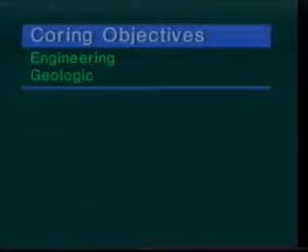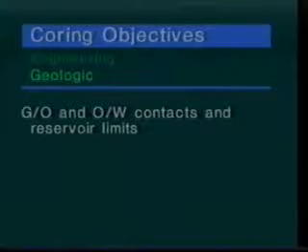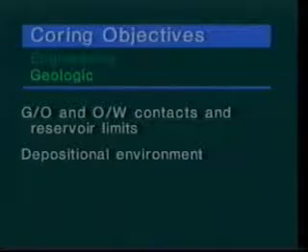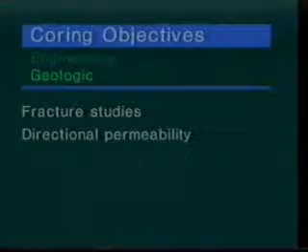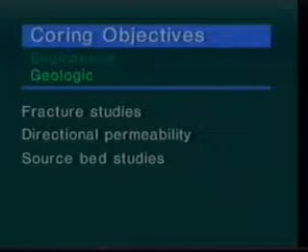There are a number of geologic objectives for coring. They include the definition of gas-oil and oil-water contacts and reservoir limits, the collection of data for depositional analysis studies, the visual study of the core to define any fracture system, to provide oriented cores to analyze directional permeability trends, and finally, to analyze source beds to assist in exploration activities.